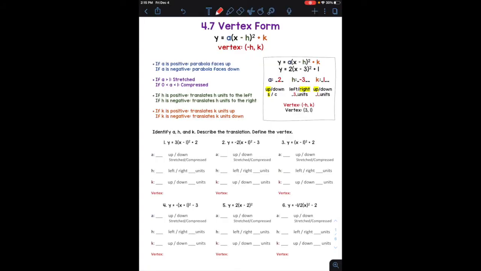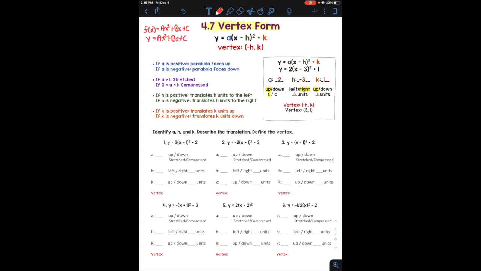Hey guys, today's lesson is on section 4.7, vertex form, and we're going to be writing quadratic functions in a different form. Remember, our standard form of a quadratic function is f of x equals ax squared plus bx plus c, or y equals ax squared plus bx plus c.